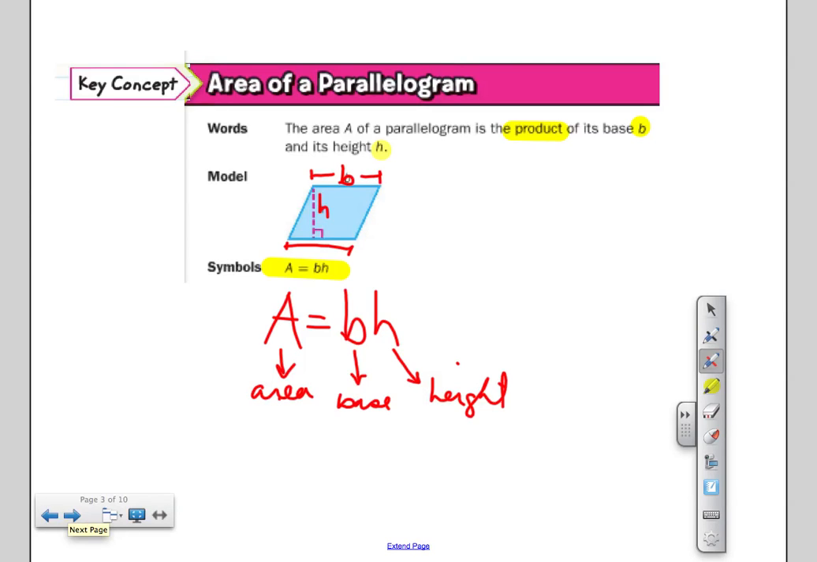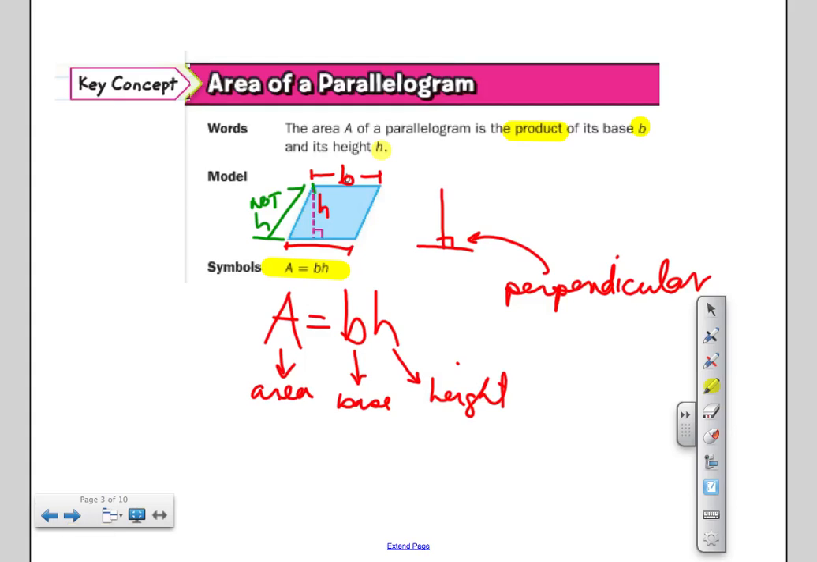The height is a perpendicular line. Remember that symbol means perpendicular. It's a line off the base. It is not this. Not this. That is not the height. The height is this perpendicular line off of the base. So understand what the height is. That's the trickiest thing about this formula.